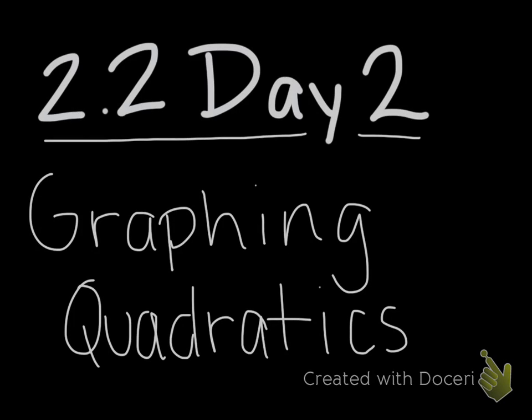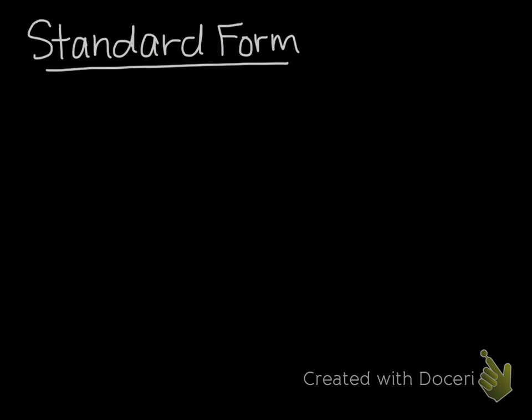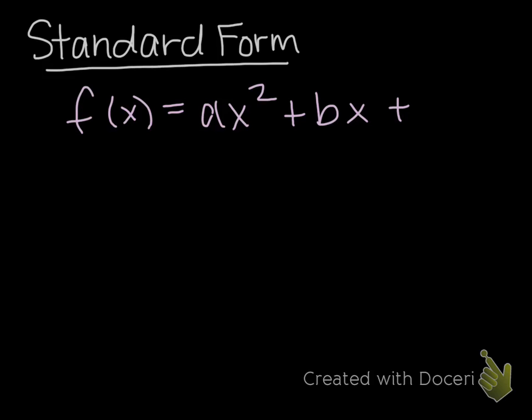Today we're doing section 2.2, day 2, and we're going to be talking about graphing quadratics when we are in standard form. So a little recall, standard form of a quadratic function looks like so: ax squared plus bx plus c. So notice there's no quantity squared. That's kind of your main difference.